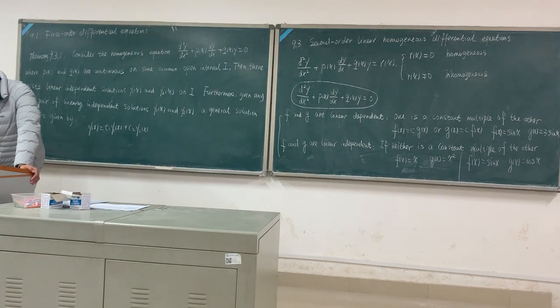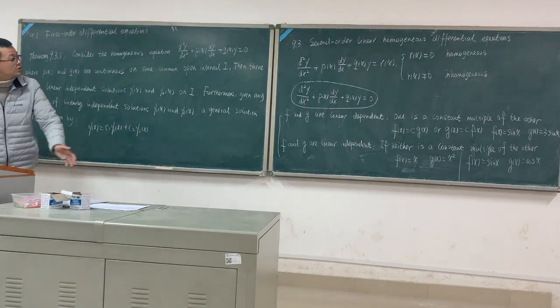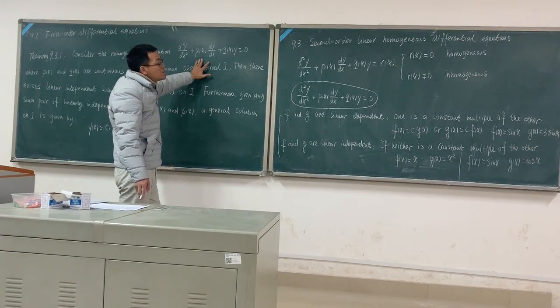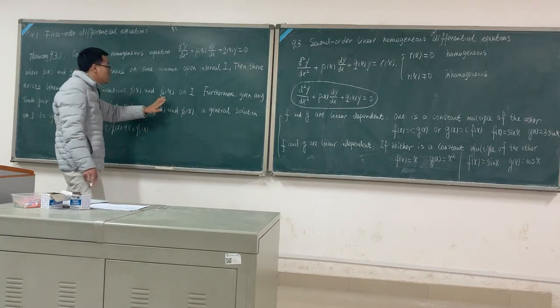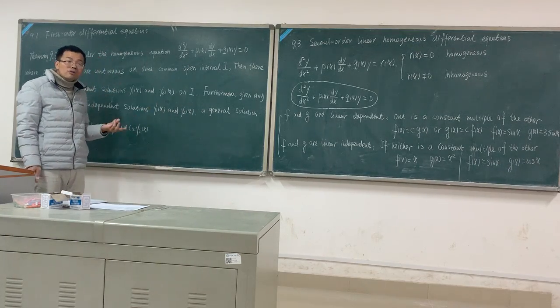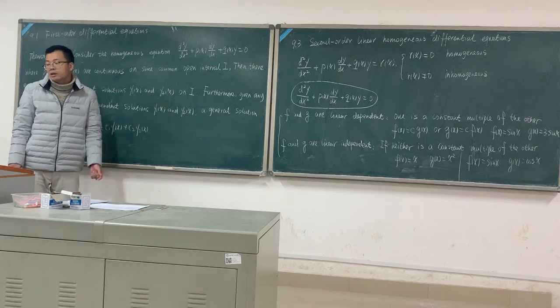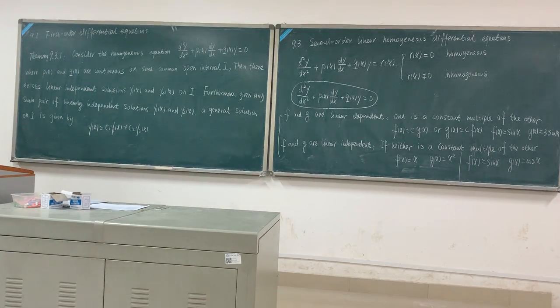This result is on page 429, theorem 9.3.1. Of course, I do not need you to know the proof, I just need you to know the result. For this second order linear homogeneous differential equation, we have two linearly independent solutions y1, y2, and the general solution is expressed by y equal to c1 y1 plus c2 y2.